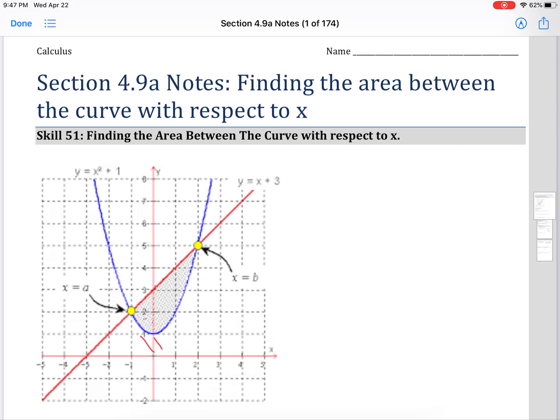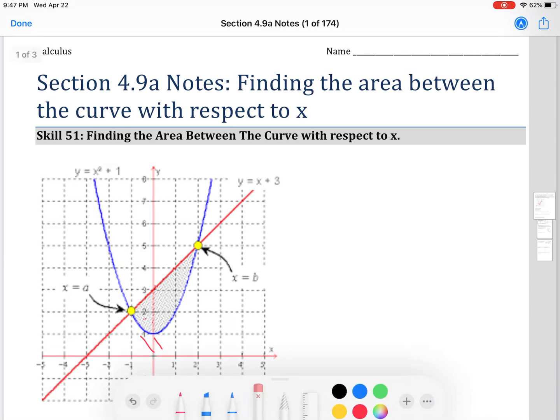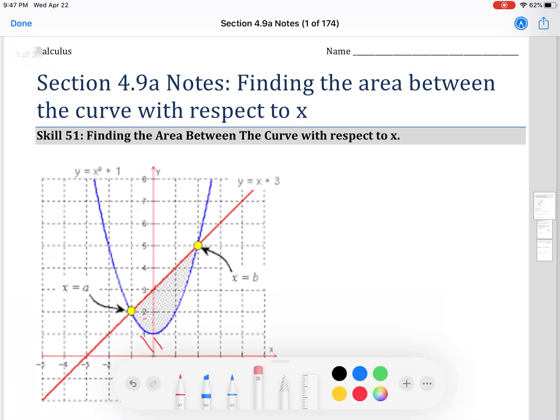You may be wondering why we skipped 4.8. 4.8 requires a lot of graphing, and I wanted to make sure that everybody had access to graph paper and those types of features. So 4.9 begins our area between two curves section of calculus. Today we're taking the area between two curves with respect to x.